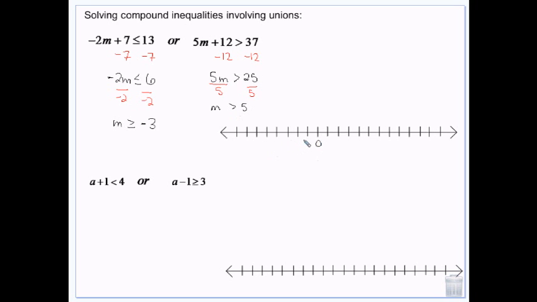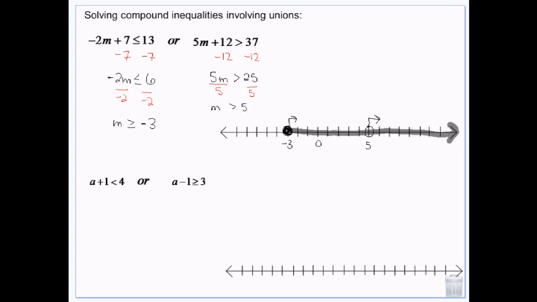So here's 0. I have negative 3. I have 5. Greater than or equal to negative 3 gives me a dark circle and I'll shade that way. Greater than 5 gives me an open circle and I'll shade that way. But because I'm combining the graphs, I'm going to shade both of them, the whole thing. Normally in a union they point opposite directions, but this one just happened to point the same direction, and that does happen, so you just shade everything that it needs to shade.